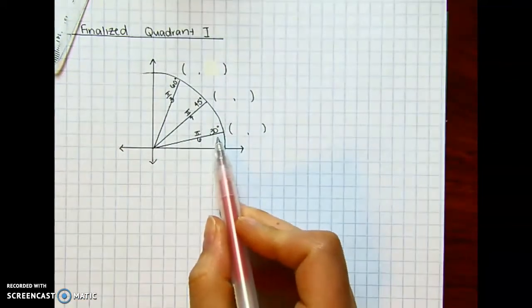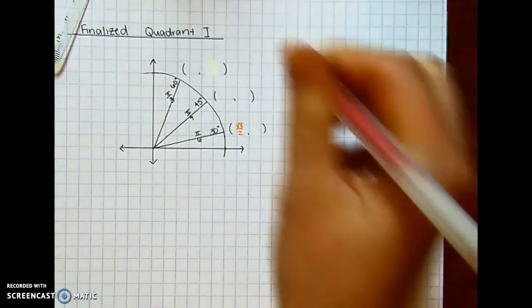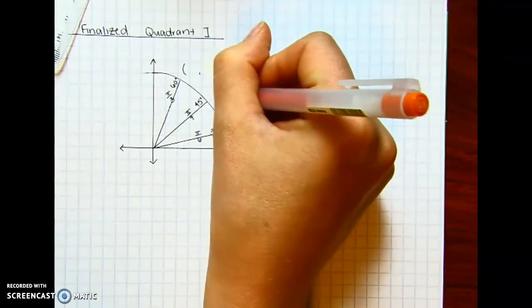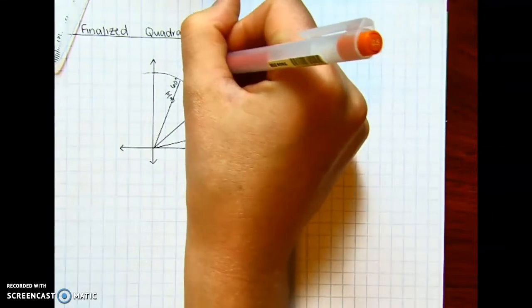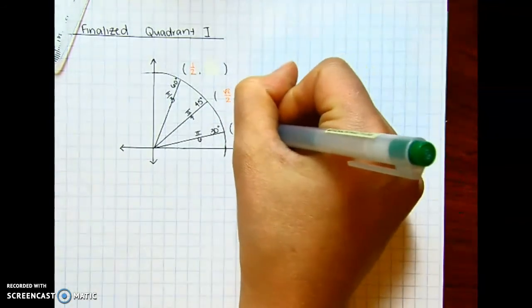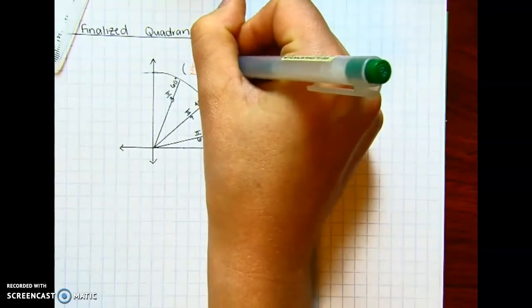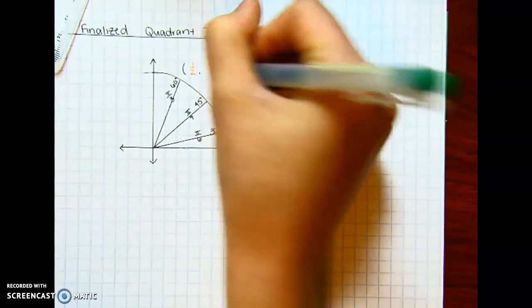So our coordinates: at 30 degrees, our x value is the square root of 3 over 2. At 45, it's root 2 over 2. And at 60, it is 1/2. And then our y value at 30 is 1/2. Our y value at 45 is root 2 over 2. And our y value at 60 is root 3 over 2.